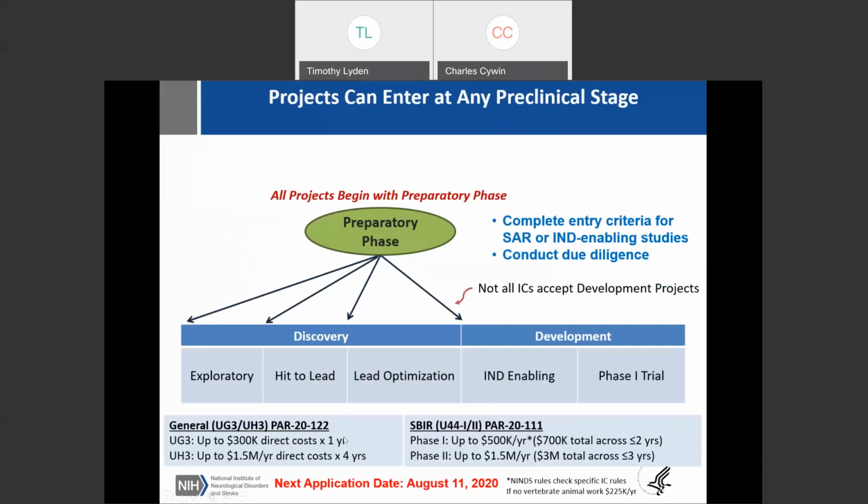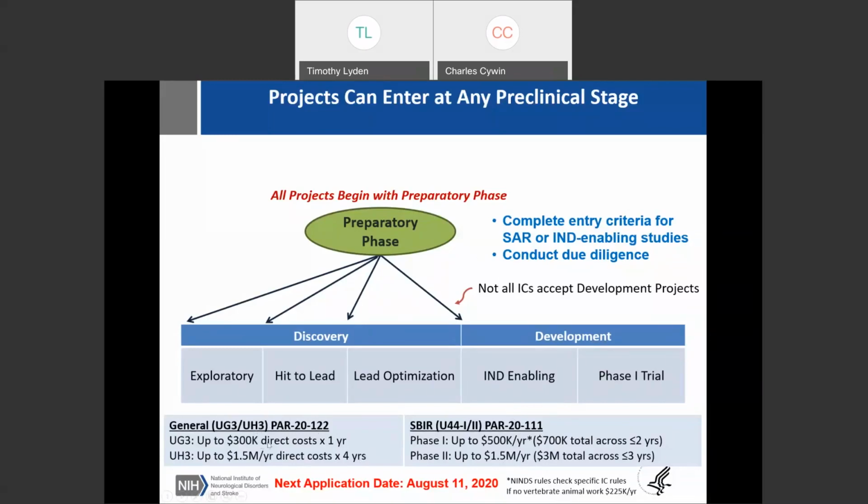Likewise, these are the budget limits for the SBIR, and what you should note here is that these are NINDS rules. Some ICs have different rules. For instance, NIDA's numbers are lower than these, so we need to look carefully at which institute you're coming into and make sure that your budget matches what they're willing to pay, because in all cases, the ICs are paying for these projects themselves.